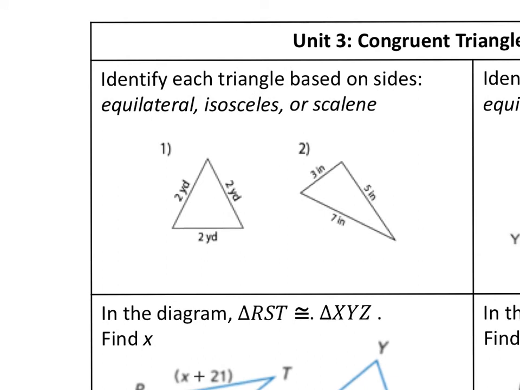identify each triangle based on sides: equilateral, isosceles, or scalene. Remember, equilateral has all sides the same. Isosceles has two sides that are the same, and scalene has no sides that are the same. So 2, 2, 2 must be equilateral. I'll just put an EQ. And then number 2 goes 3, 5, 7. That's all different, so that must be scalene. So I'll just do SC.